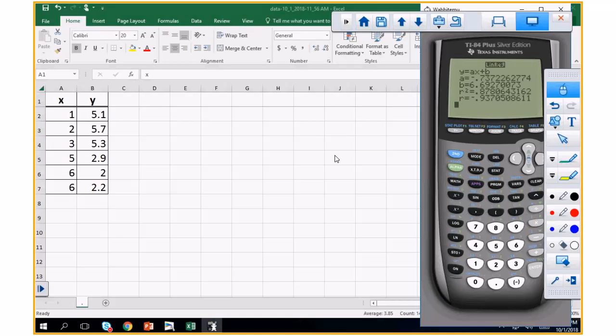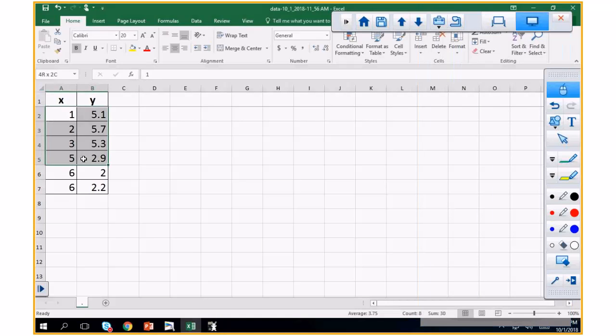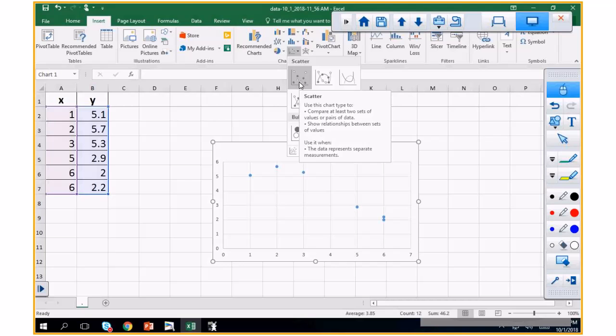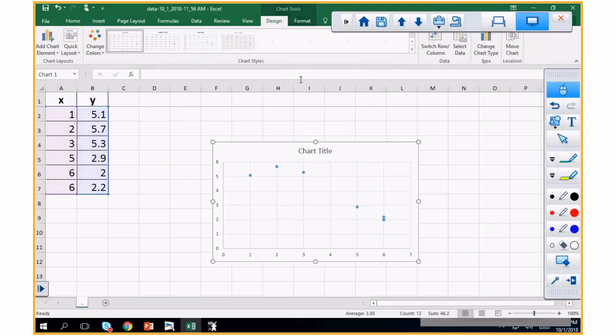Over here, I'm going to highlight these two. And I'm going to go to insert. There's the scatter plot right there. I'm going to click on the one without lines. And I got that point right there.